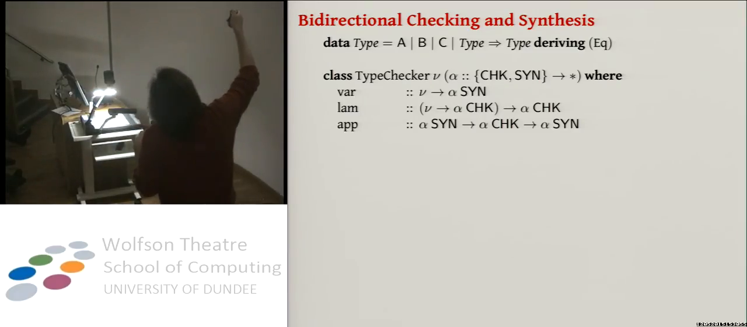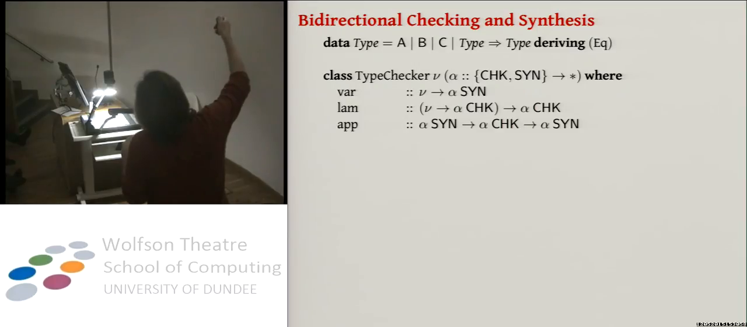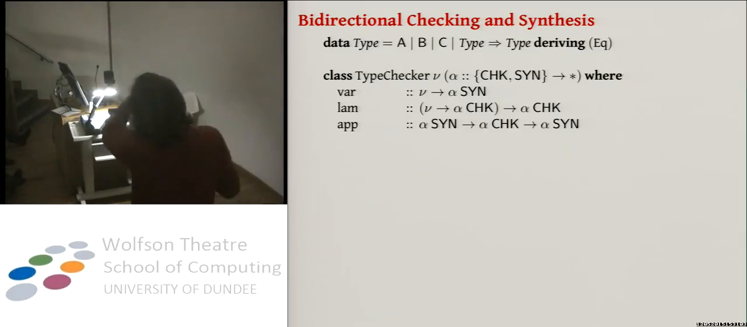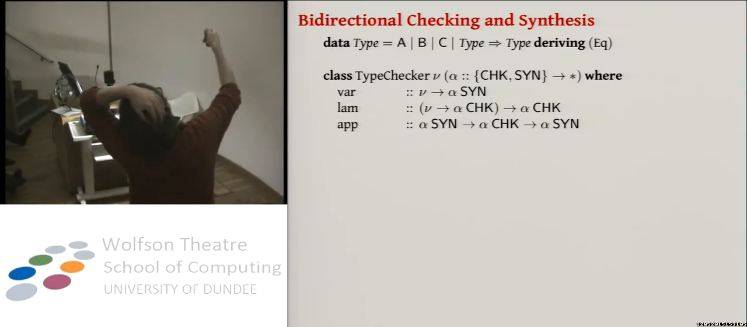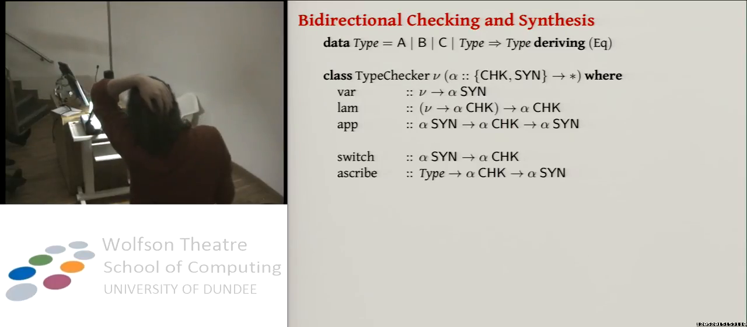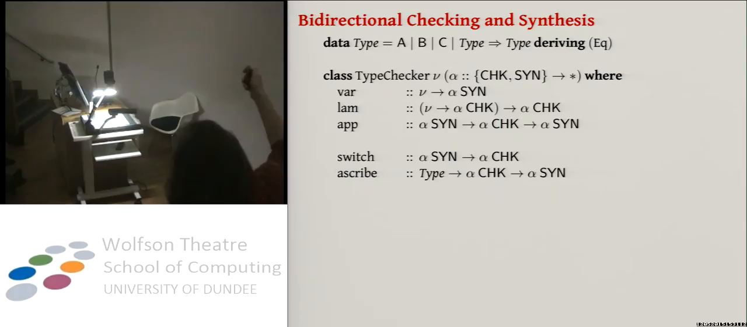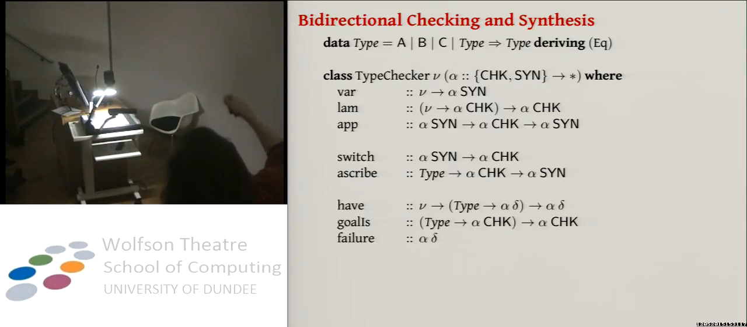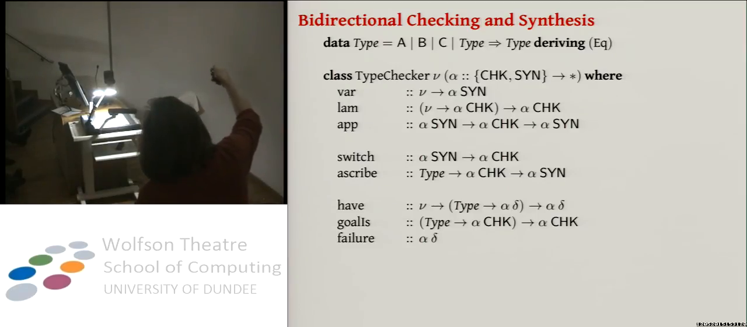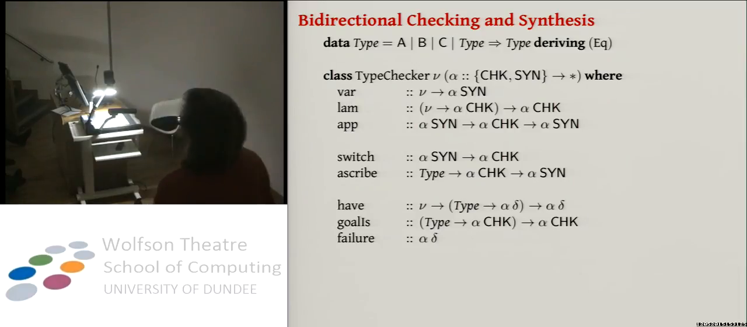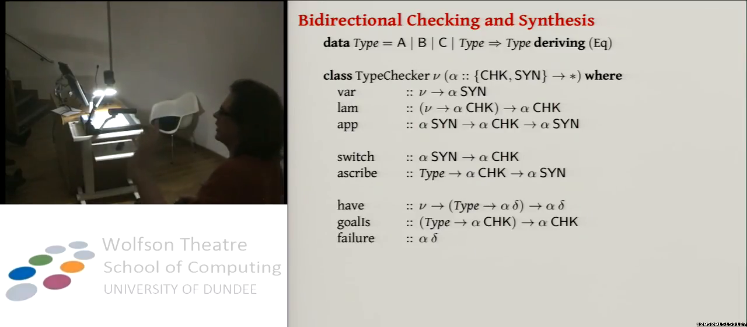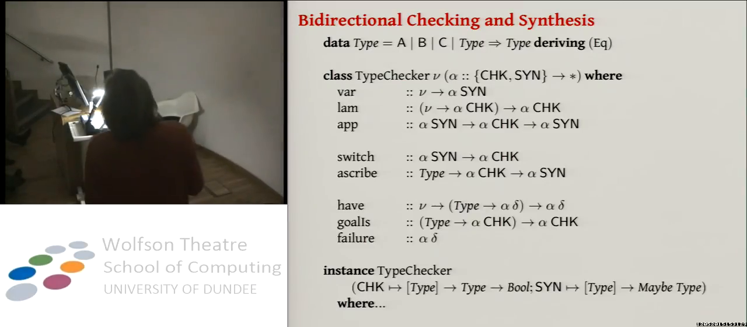We check the body, and because we're going to push the type in, we know what the type of the variable is going to be, and we get something where we can check the type at the end. And application, we synthesize the type of the function, and we check the type of the argument, and we synthesize the result. We need something to switch directions. This is the cod thing from Connor's talk. And something to ascribe. This is the doc one. And again, we have fail, goal is, and have. And have works in either direction because it's just looking at the context. There's no difference in the context of whether we're checking or synthesizing.